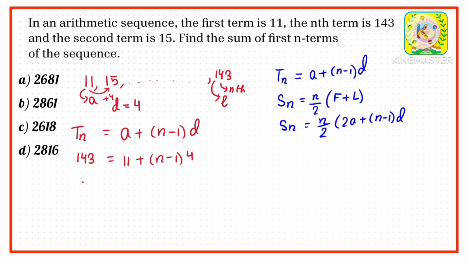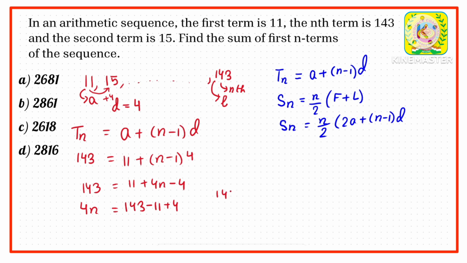Now if we solve, we are getting 143 equal to 11 plus n into 4, that is 4n, minus 4 into 1, that is 4. After this, do one thing: keep this 4n on one side, that is with the variable, and take other things on the other side, that is 143. This 11 will become minus 11, and this minus 4 will become plus 4. So if we add 143 plus 4, we are getting 147.